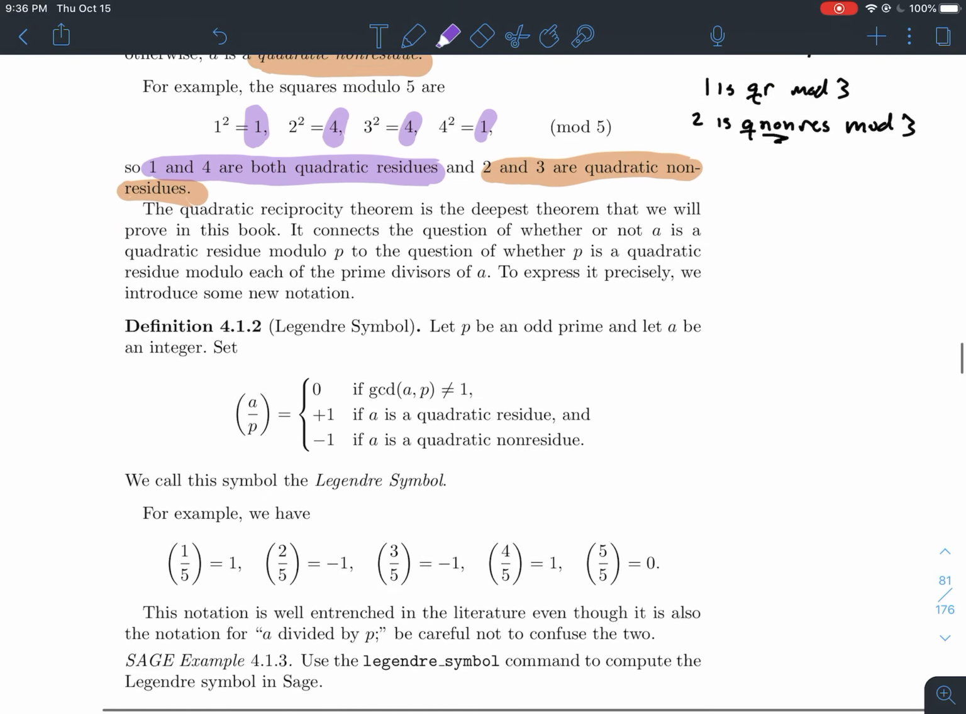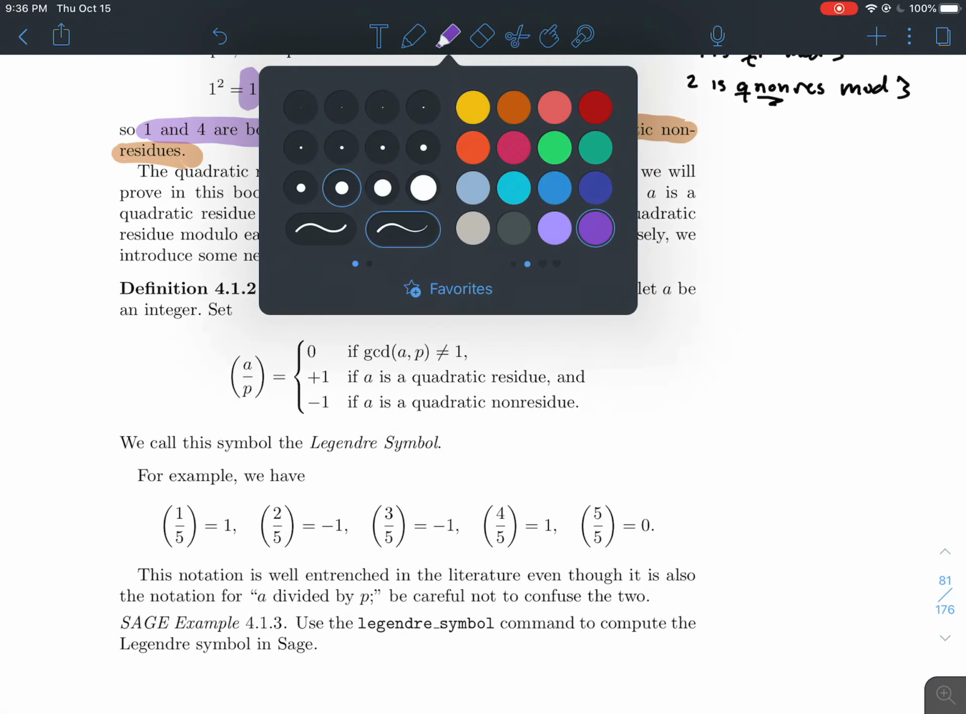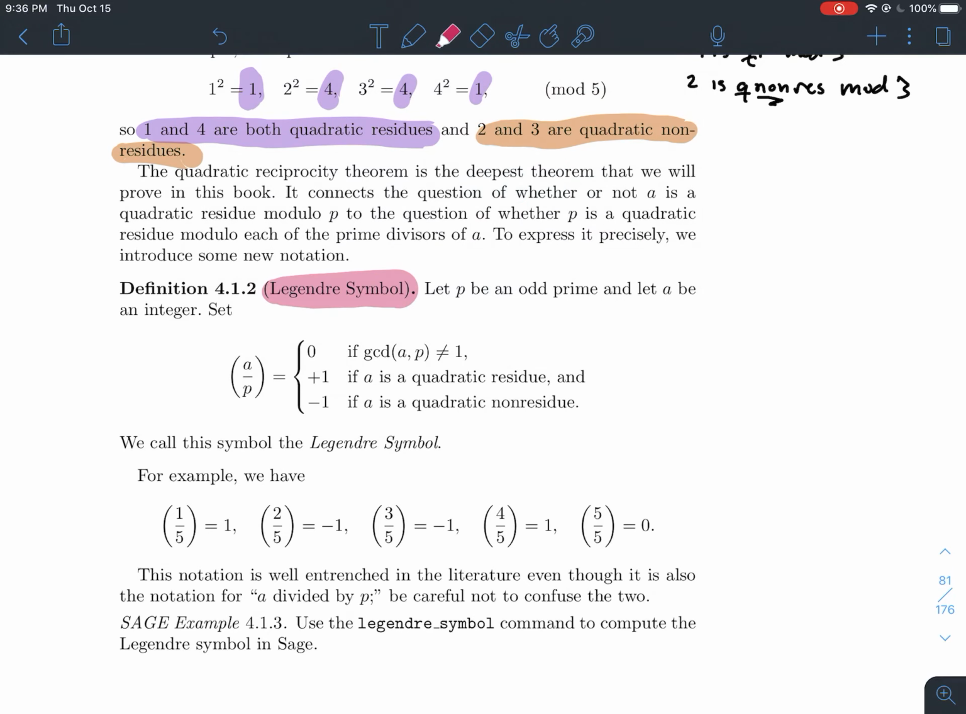Okay, so there is a computational symbol that helps us figure out if a given integer is a quadratic residue mod p. It's called the Legendre symbol. Here's the definition. We're going to look at an odd prime p. We'll talk about what to do when p is 2 later on. 2 is the only even prime, so let's focus on odd primes for right now. If p is an odd prime, let a be any other integer. Here's the notation for it.